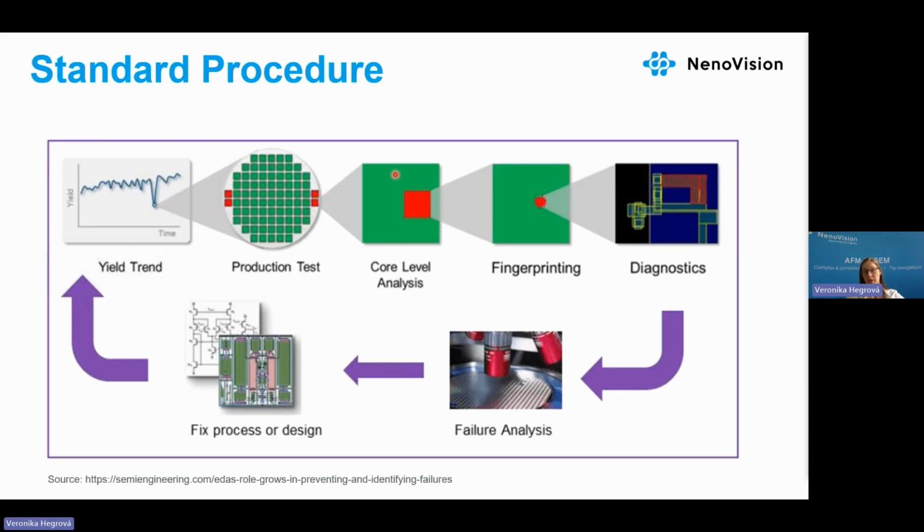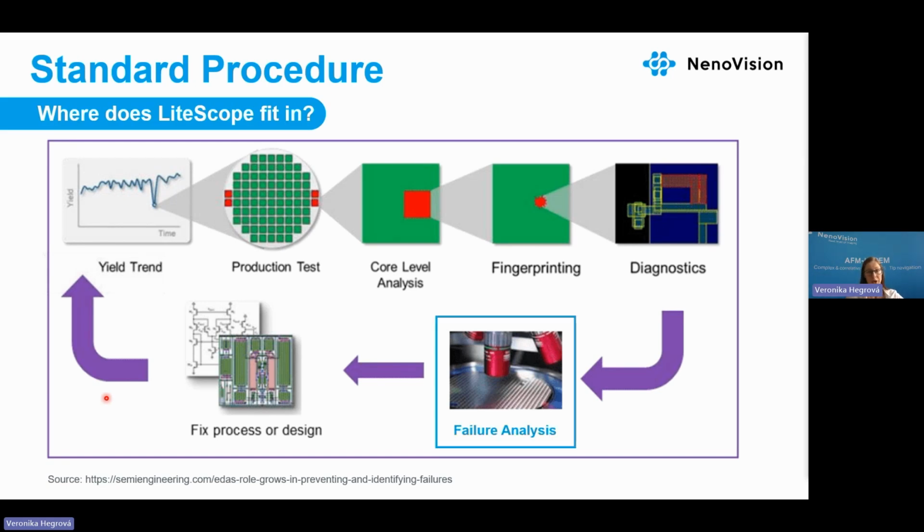How does the standard procedure look like? Definitely you're familiar, from yield trend to production test, making the diagnostics, doing the failure analysis, finding out what needs to be fixed and redesigned. And we are going in this cycle until the device is correct and can continue further. And so where does the LiteScope fit in? Here in the failure analysis.